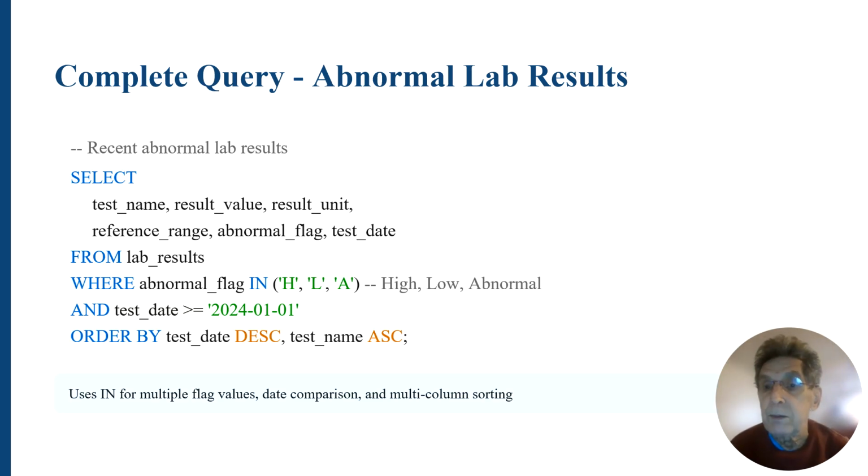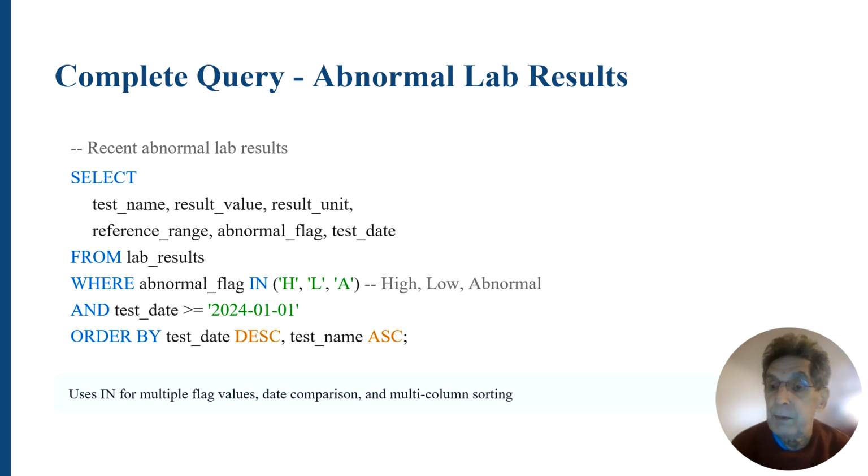Our final complete example: finding abnormal lab results. The select here includes test details: name, value, unit, reference range, abnormal flag, and the test date. This gives you everything you need to know to review the abnormal result. The where clause uses in to check for multiple abnormal flag values. In healthcare systems, H typically means high, L means low, and A means abnormal for non-numeric tests. We're also filtering to tests from 2024 or later using a date comparison.